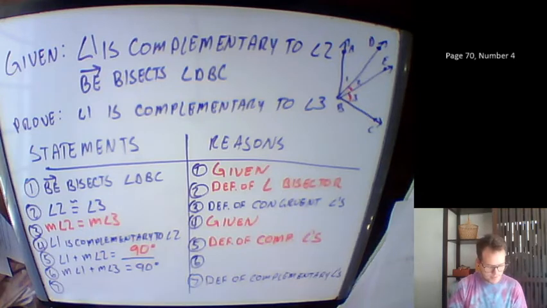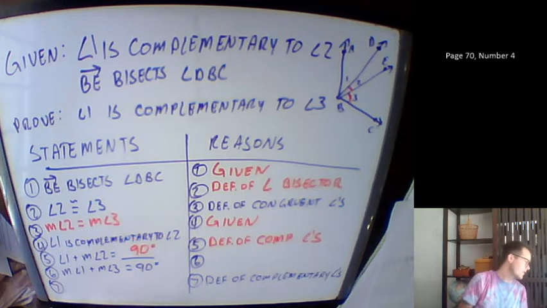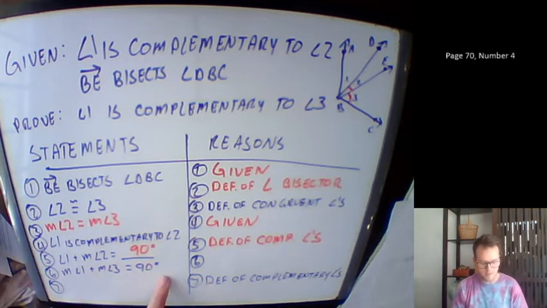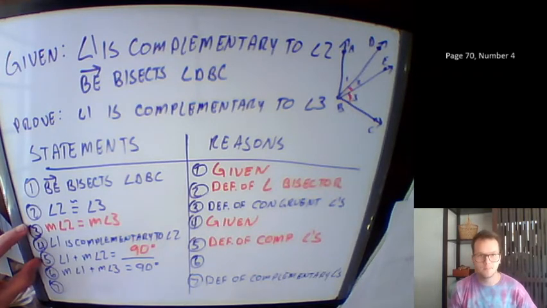Okay, step number 6. Again, we're spelling it out here. Measure of angle 1 plus the measure of angle 3 equals 90 degrees. Well, how do we know that? This seems like a big leap. We know that 1 plus 2 is 90. How did we get 1 plus 3 is 90? Well, we are connecting this idea from number 5 to this idea from step number 3.